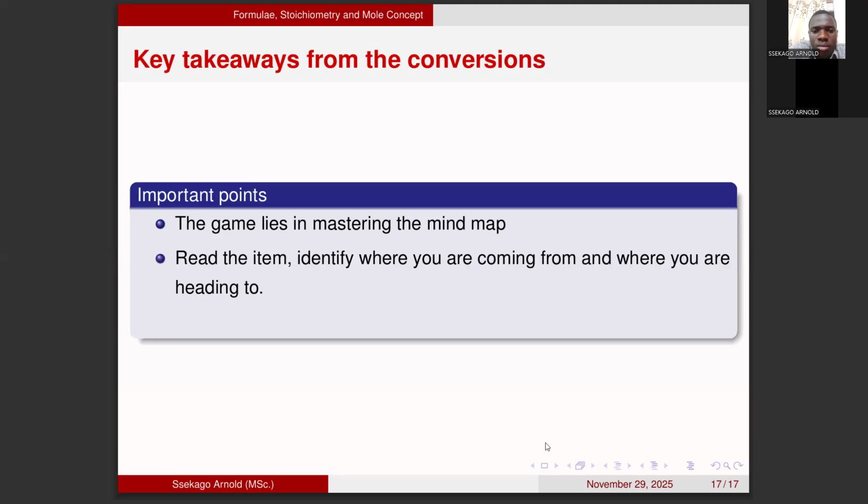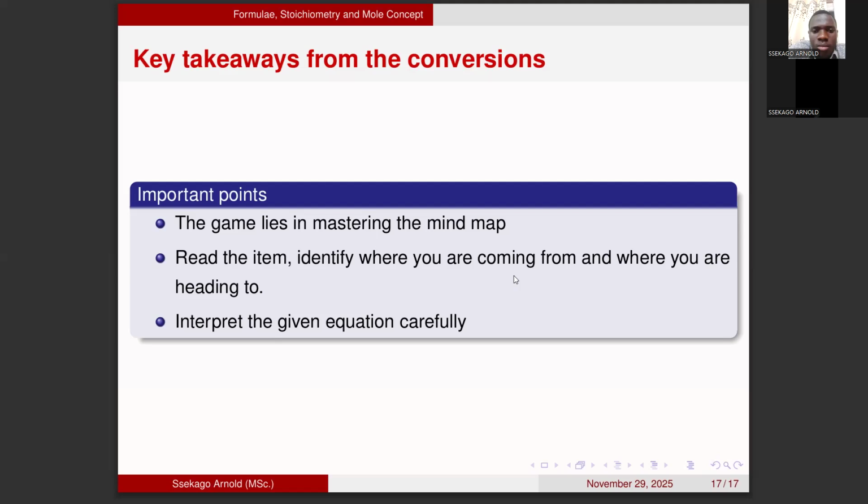Point number 2, read the item carefully. Identify what is given in the item. So in simple terms, you have to identify where you are coming from, what is given in the item, and what is required, where you are heading to. Also, interpret the given equation carefully. In the next items, in most of the sample scenarios, they always give you equations. So you interpret equations carefully, relate what you have to what you don't have, so that you do not mess up with things.